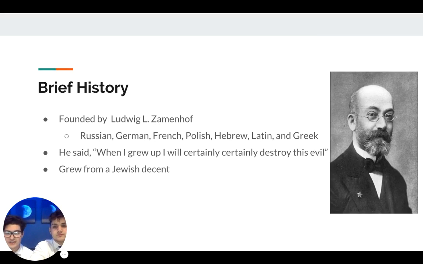So a little brief history on Esperanto. It was founded by Ludwig L. Zamenhof. He was a Polish doctor who lived in a community where there was always disputes and a lot of differences and misunderstandings in language, basically. And what he wanted to do from a young age, he wanted to create a universal language that basically could end these disputes.